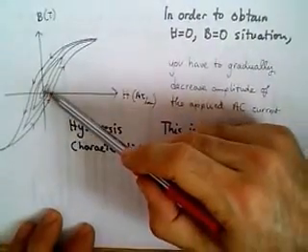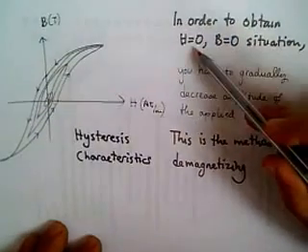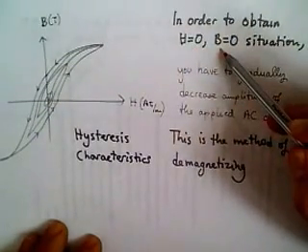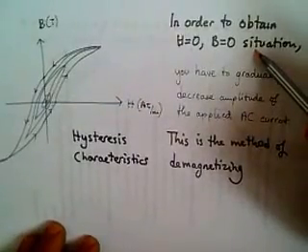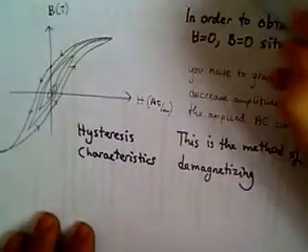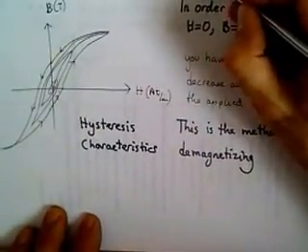How can we reach the origin? In order to obtain the H equals 0, B equals 0 situation, that's also called demagnetizing.